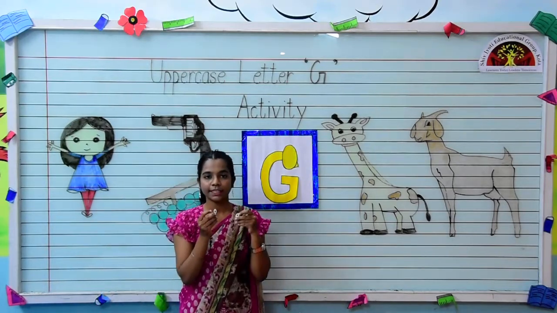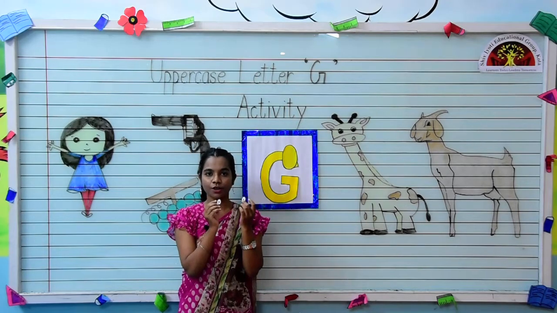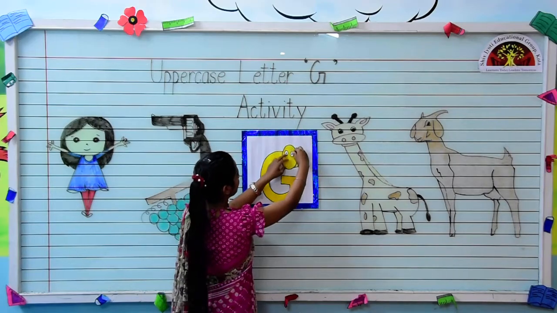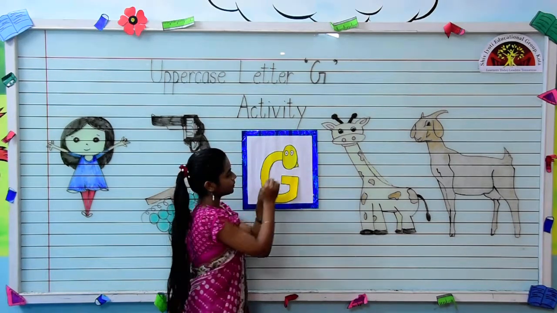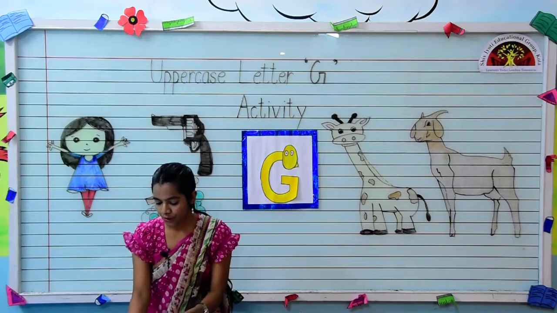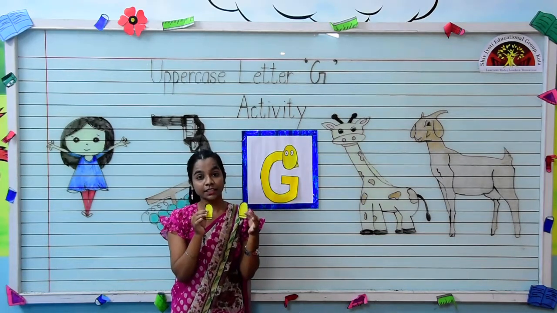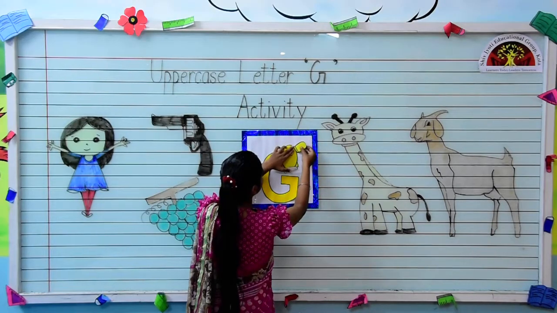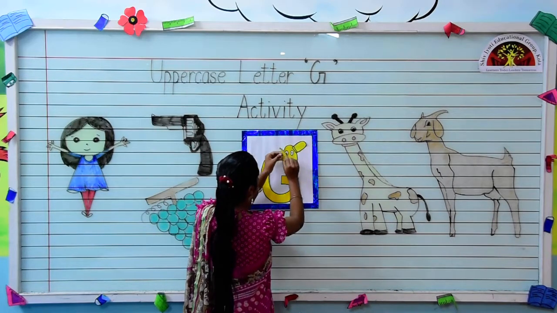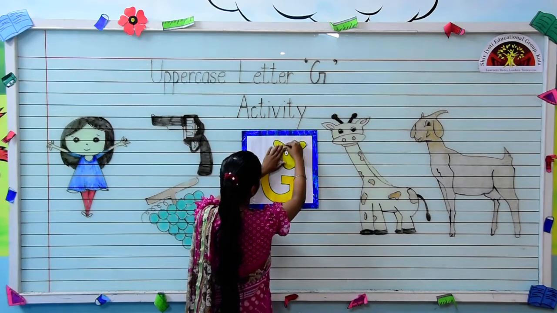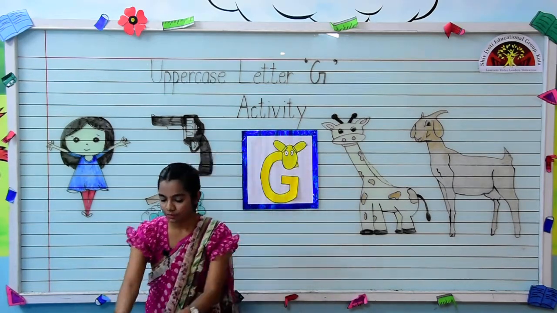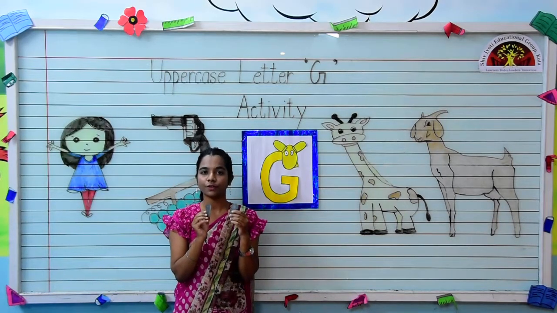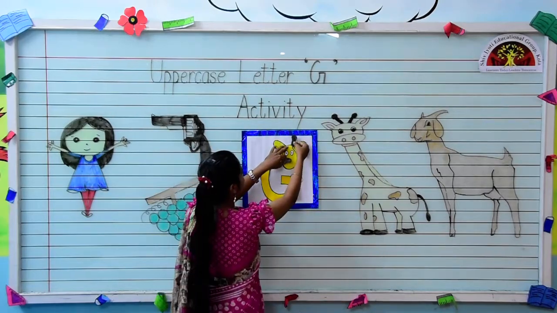Now kids, what are these? These are eyes of a giraffe. Paste it like this. Okay. Now, what are these? These are ears of a giraffe. Paste it like this. Okay. What are these? These are hairy horns of a giraffe. Now paste it like this.